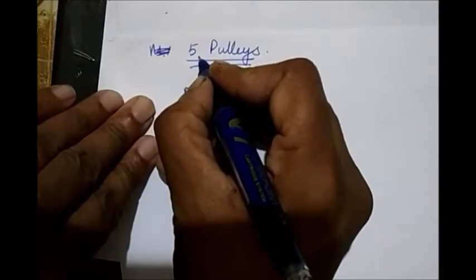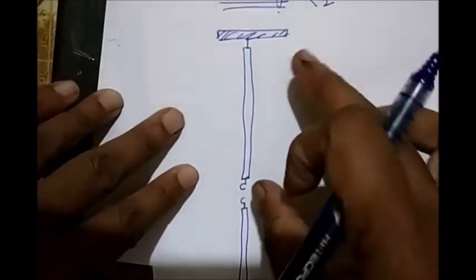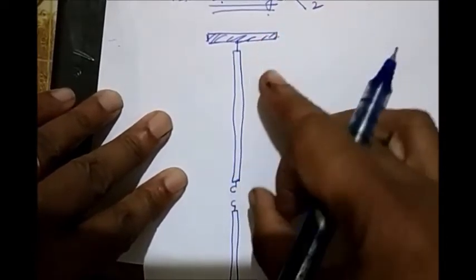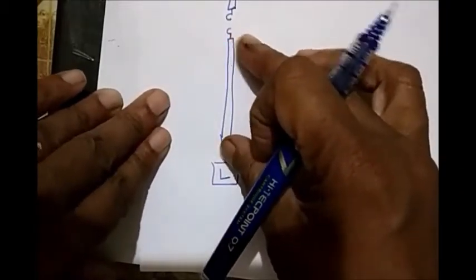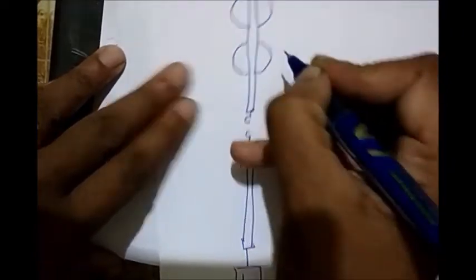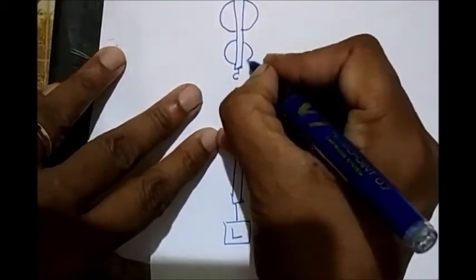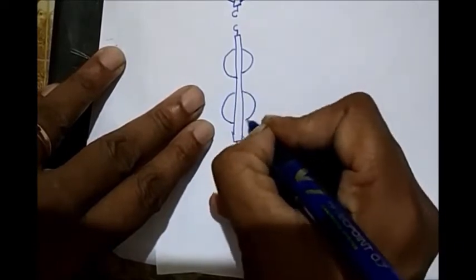Now, if there are 5 pulleys, an odd number of pulleys, one block should have 3, another block should have 2. Always remember, the upper block will have more pulleys than the lower block. Why? Because the lower block we should keep as light as possible, because along with the load, those pulleys also have to be lifted up, right? So we are going to have 3 pulleys at the top and 2 pulleys at the bottom. Please draw these circles properly too.